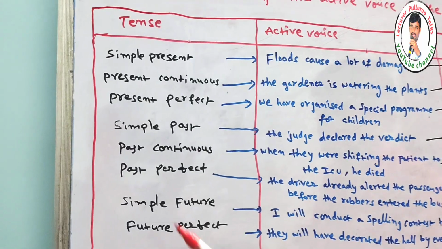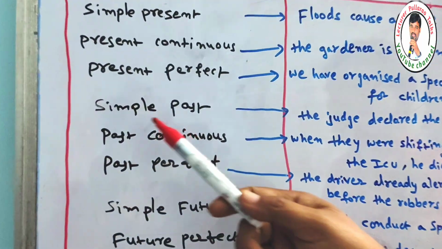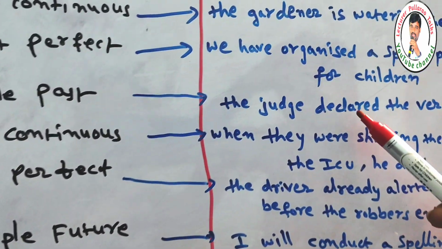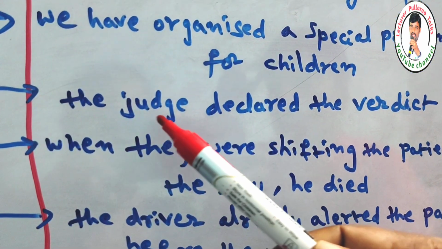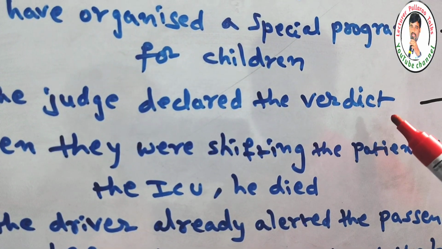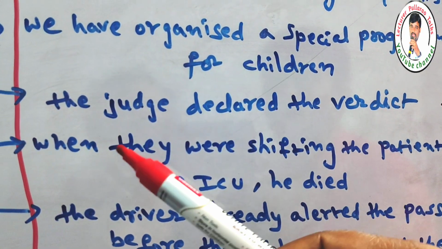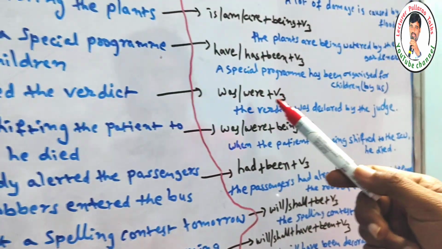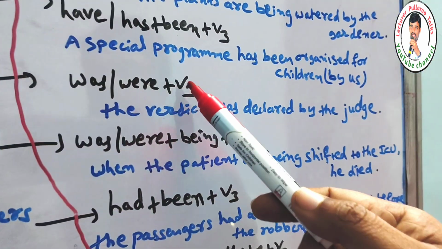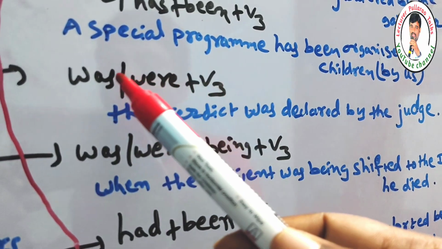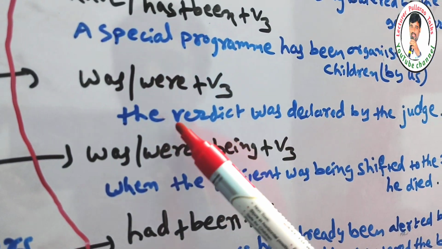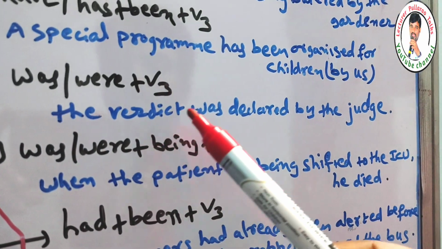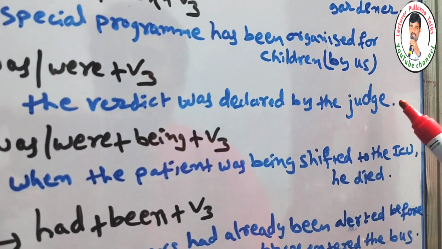Now let's move to past tense. Simple past. This is an example. The judge declared the verdict. This is an object. Object becomes subject and subject becomes object. And this is the be form, helping verb plus V3: was or were plus V3. The verdict was declared by the judge.